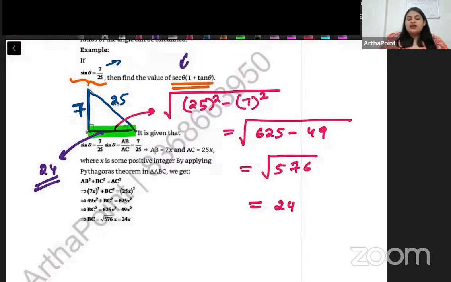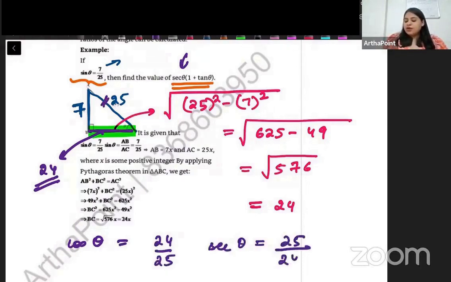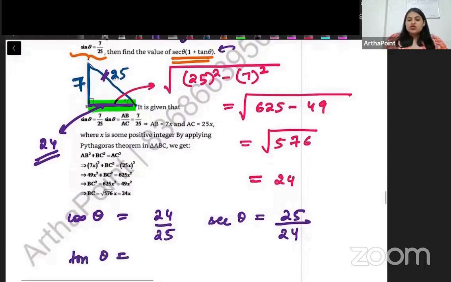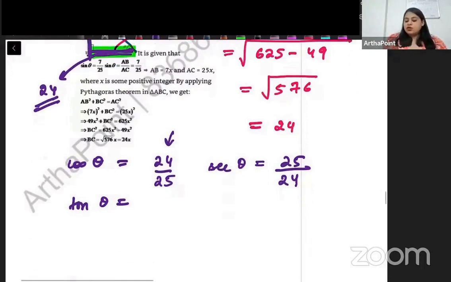Now what is sec theta? Sec theta is the reciprocal of cos theta. So what is cos theta, beta? Cos theta is base by hypotenuse. So 24 by 25. So sec theta will be 25 by 24. Right? Tan theta is sine theta by cos theta. So cos theta is 24 by 25. Sine theta is 7 by 25. Ya perpendicular by base kar lo. So 7 by 24 will come out to be tan theta.